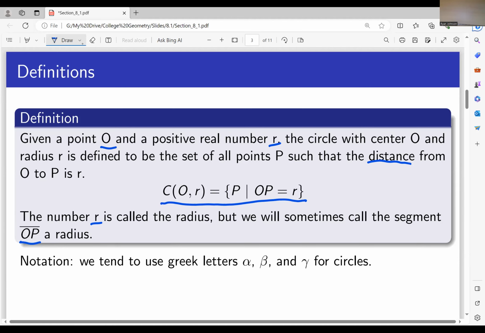Okay, and that can't be helped. And then this notation C of O, R is kind of clunky. So when we just need to refer to a circle and don't necessarily care about where the center or radius is, we might name it with a Greek letter, and gamma is going to be our favorite name for circles. Okay.